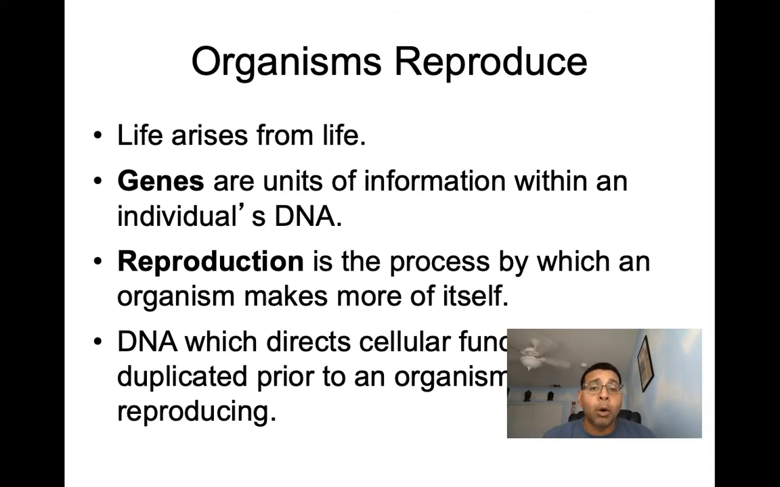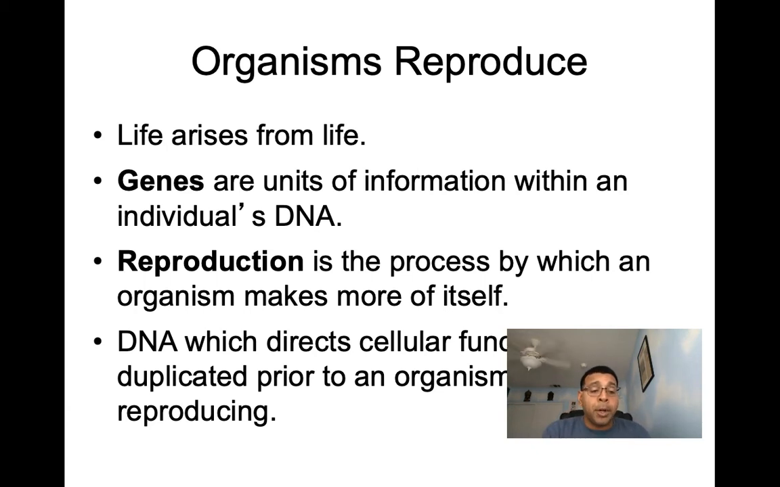Let's talk about how organisms reproduce. Life comes only from life. Now, the information encoded in our genes, and we'll define the word genes in a few seconds, the information encoded in genes within each individual's DNA contains instructions. And these instructions are going to direct organismal reproduction, which basically means to make more of itself.